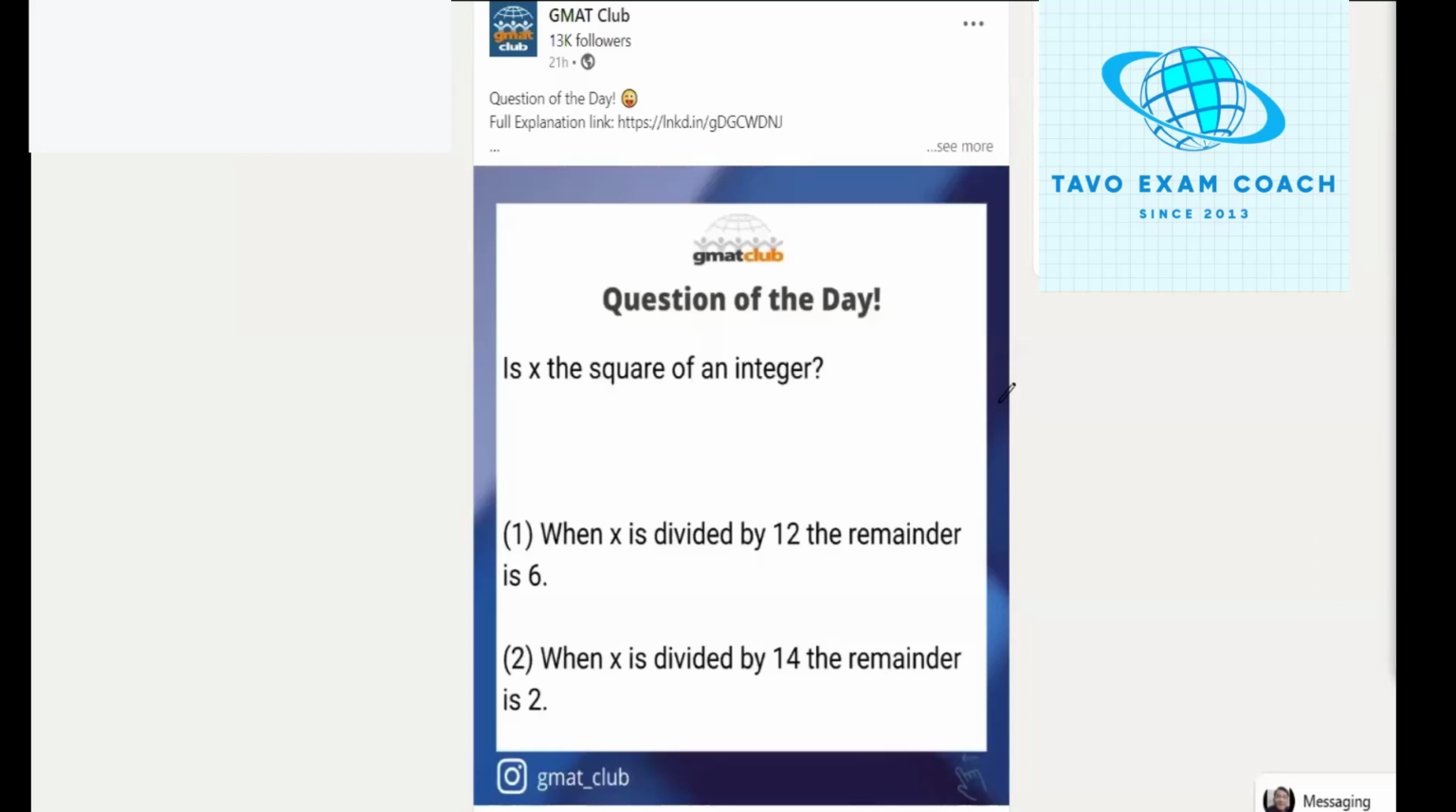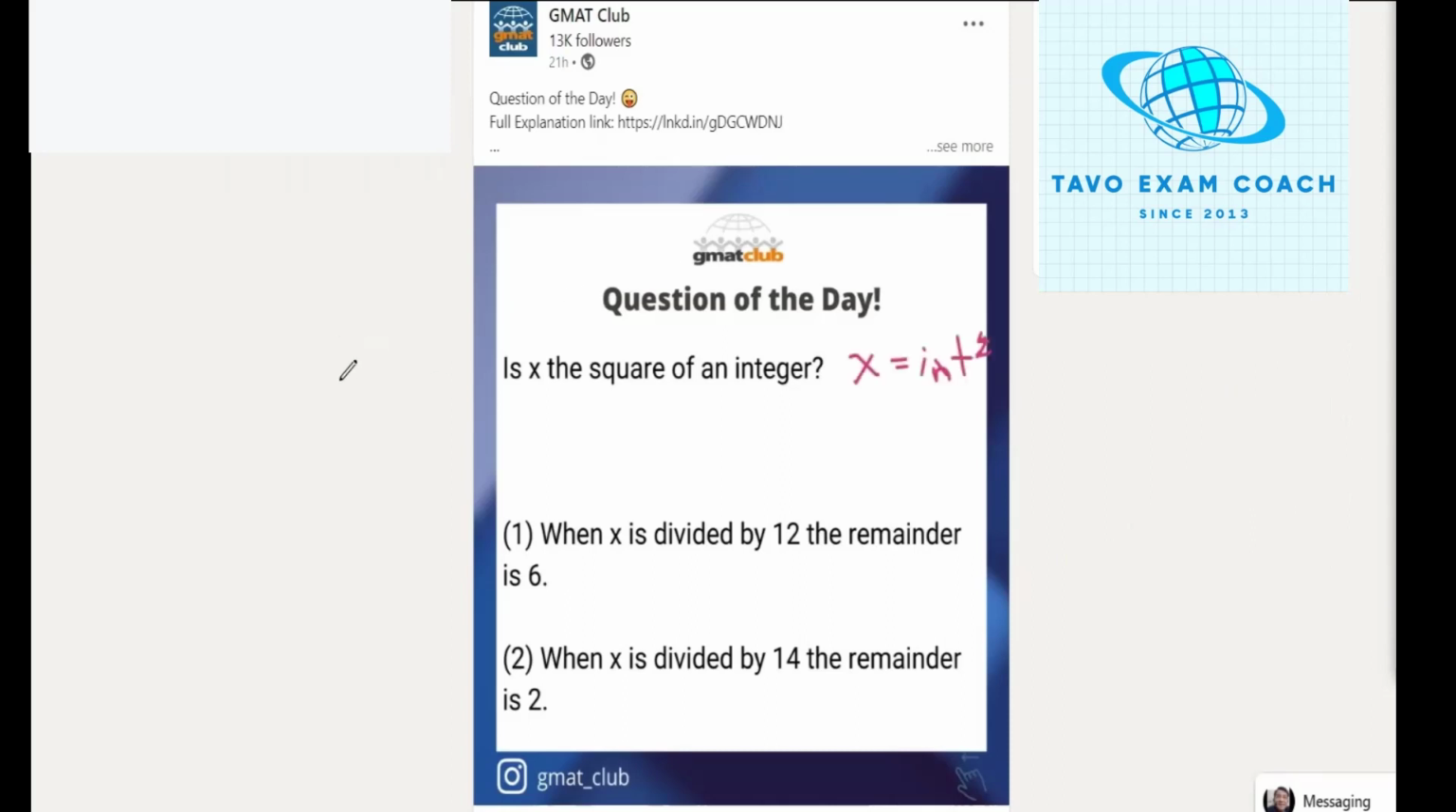Today I want to give you an interesting GMAT quantitative question. Is x the square of an integer? When x is divided by 12, the remainder is 6. And when x is divided by 14, the remainder is 2. Let's analyze this interesting question.